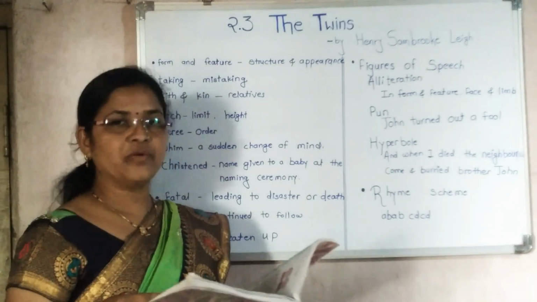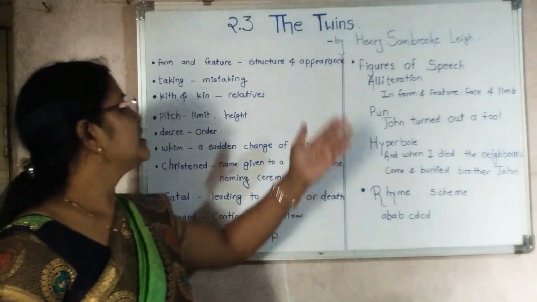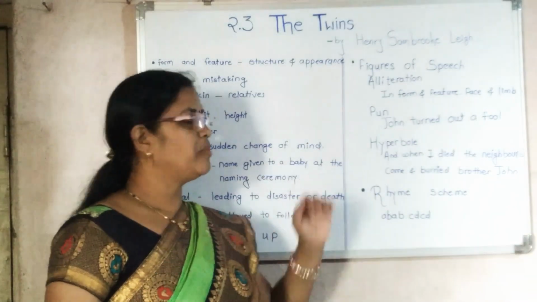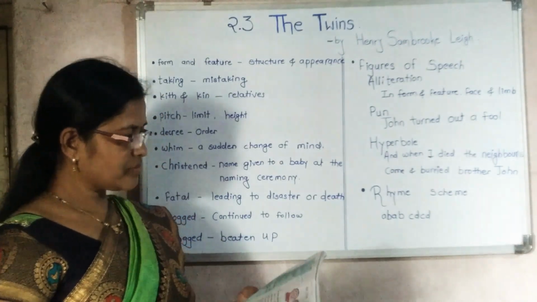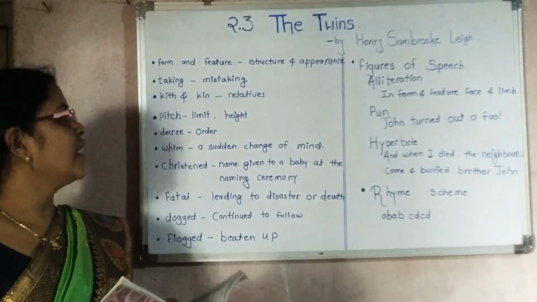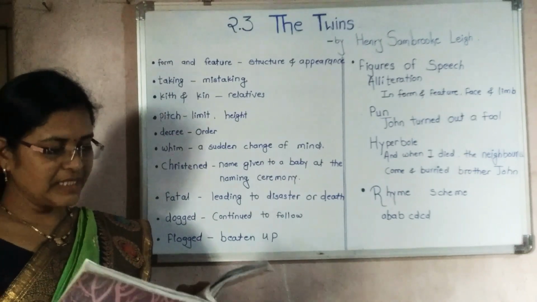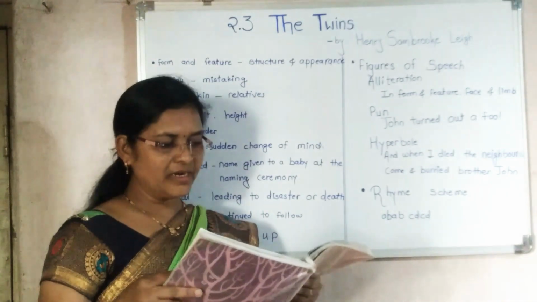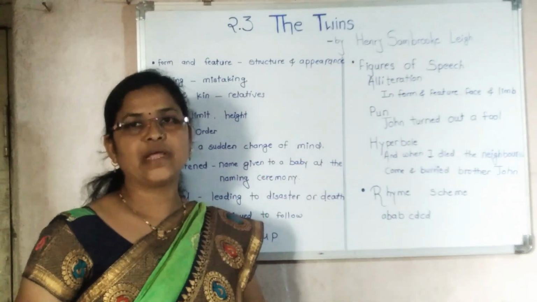In this poem, there are four stanzas, and the figures of speech are alliteration, pun and hyperbole. Alliteration means when the consonant sounds are repeated at the beginning of words. Here is an example of alliteration in the first stanza, first line: In form and feature, face and limb. The F sound is repeated here, so it is an example of alliteration.